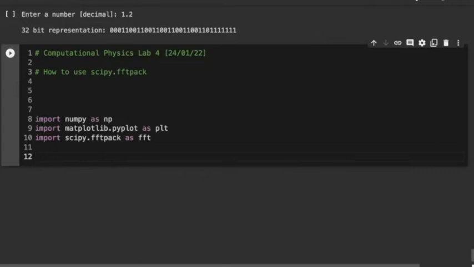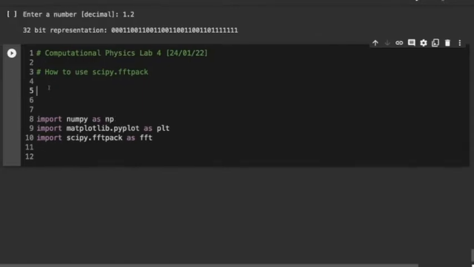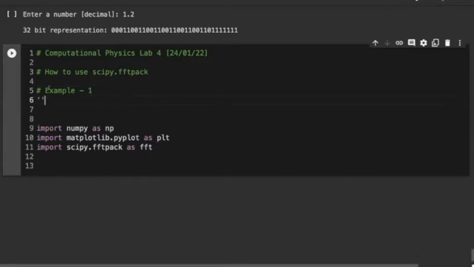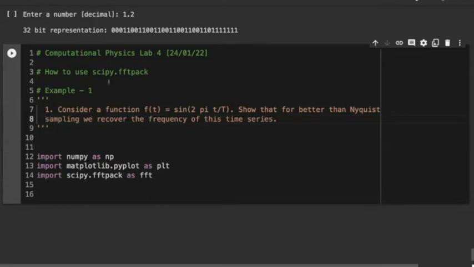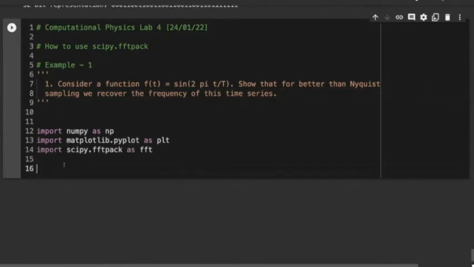All right, now let's see a very simple example where we will do the Fourier transform of a sine wave, a function that is given by a sine wave. So this is the example for you. It's very simple. It says consider a function f(t), which is just the amplitude one, a sine wave, sin(2 pi t by capital T). Show that for better than Nyquist sampling, we recover the frequency of this time series. Okay, so first what we will do is we will just plot this function, which I know that you already know. So we'll just go through this quickly.